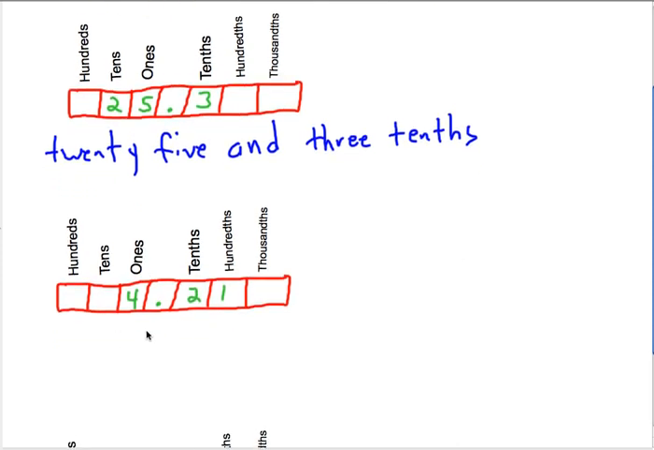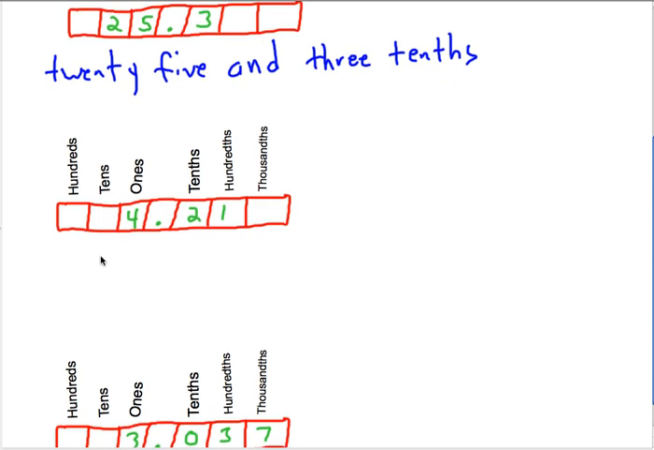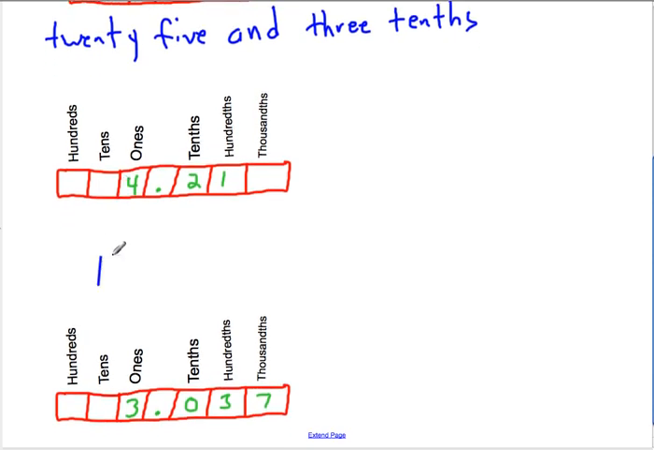Alright, so on this one we have the number 4 out in front of the decimal. So I'm going to write the number 4. The decimal again, you write the word and, then the number after the decimal here is 21. 4 and 21.